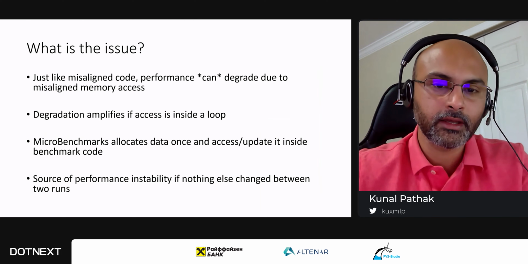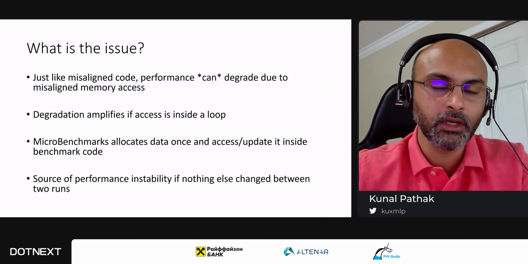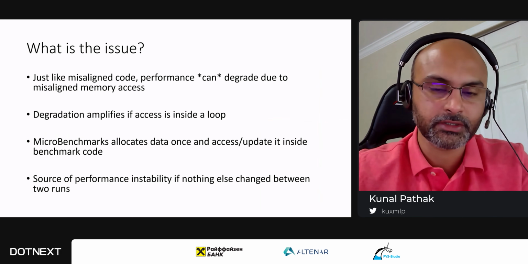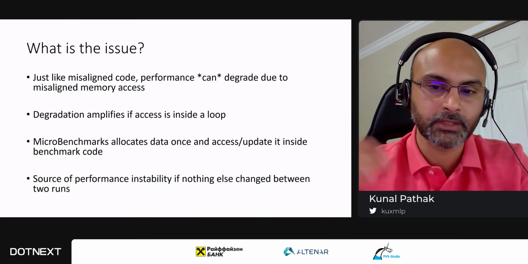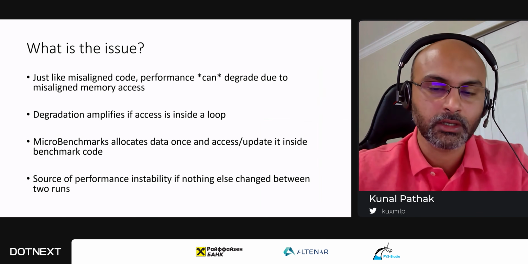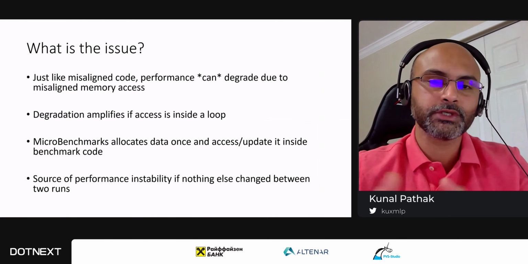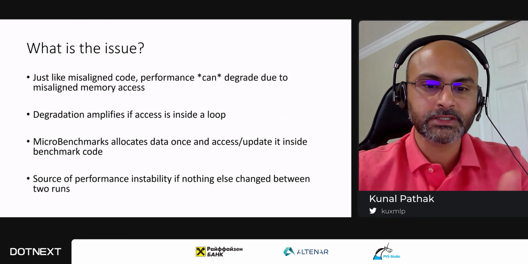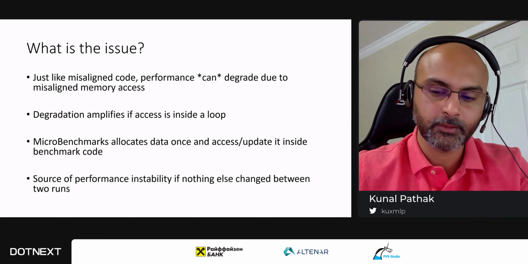Just like misaligned code can hamper your performance stability, similarly misaligned data access can hamper your performance stability. If you're trying to access data that is not aligned properly at a 16 byte or 32 byte boundary, and that data access is inside a loop, you will see degradation. It amplifies. In BenchmarkDotNet, we had micro benchmarks that allocate some data once and then access it inside the benchmark code. That is one of the sources of instability, because we often noticed there was no change in the C# .NET libraries and no assembly difference, but we still saw instability, regressions and improvements. We tried to understand why, and then we realized it was because of data alignment.